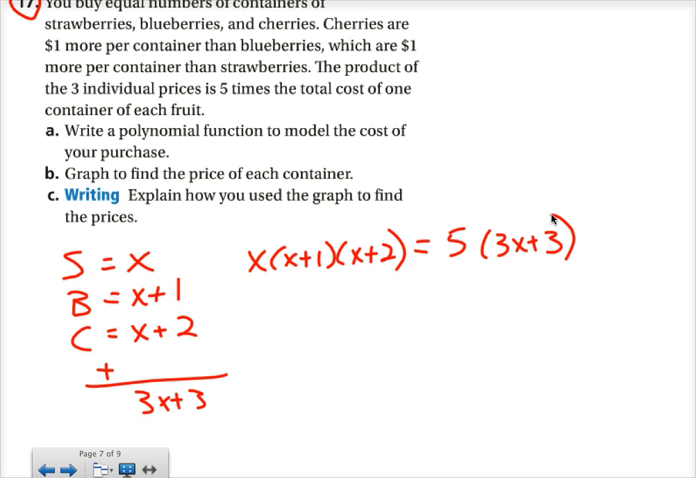All right, so A says write a polynomial function to model the cost of your purchase. Well, what we're going to want to do is just go ahead and do the multiplication, move it all over to one side and take a peek at it. So we're going to use FOIL on those two trinomials. Over here I could just go ahead and distribute at any time. And then we're going to distribute the other x.